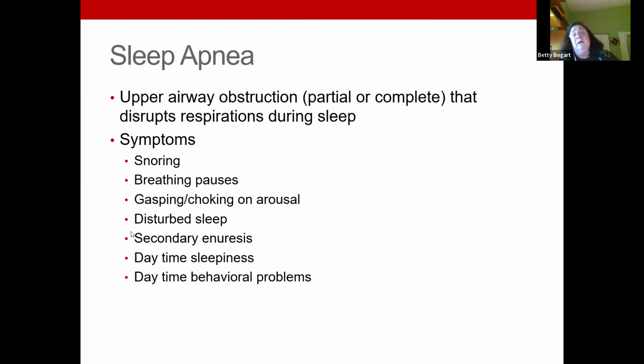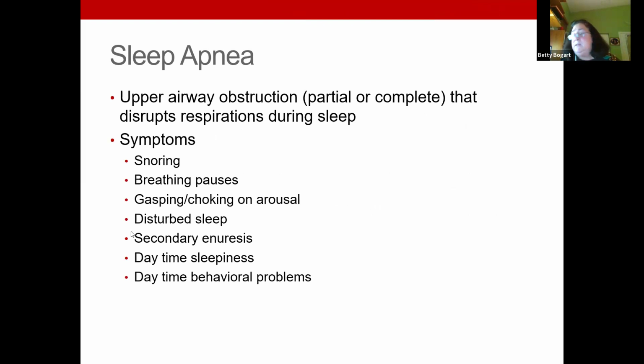Sleep apnea, I mean, how many snore at night, right? I mean, you have young kids who do also. And the one thing about sleep apnea is if it becomes more of a problem, get to the doctor. You might need to have your tonsils or your adenoids out. That could help. It also can cause these children to wet their beds at night, secondary enuresis.